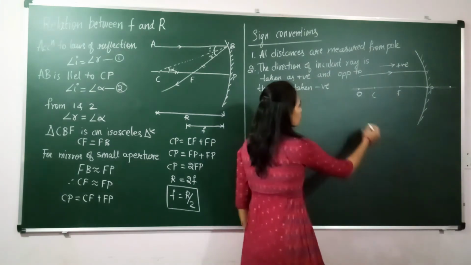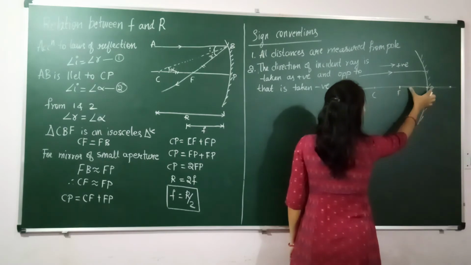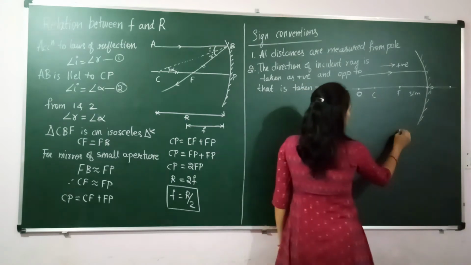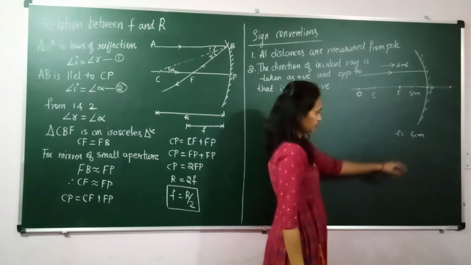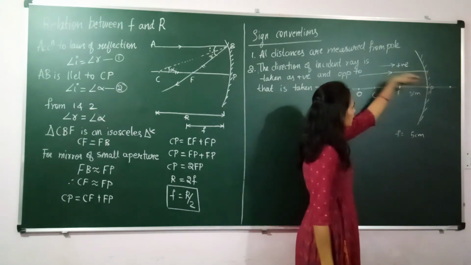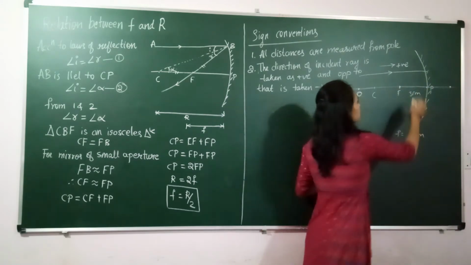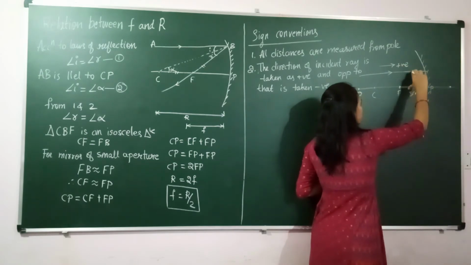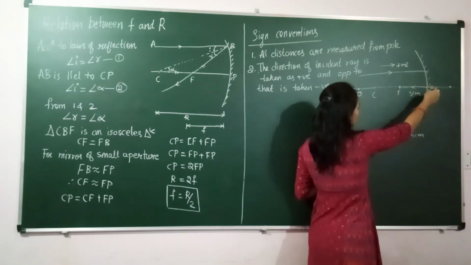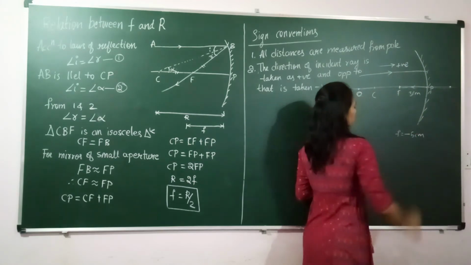For example, if we want to calculate the distance between these two points, focus to pole, and suppose the distance is 5 centimeter, then f equals 5 centimeter we can't write. The direction of the incident ray is in this direction, and our measurement is from pole to focus. These two directions are opposite. So when we measure opposite to the direction of the incident ray, we take it as negative.